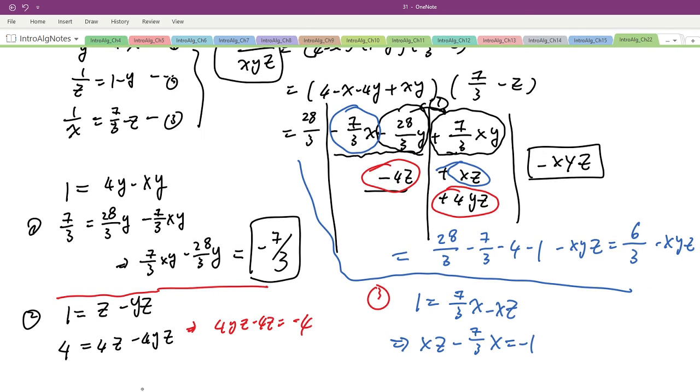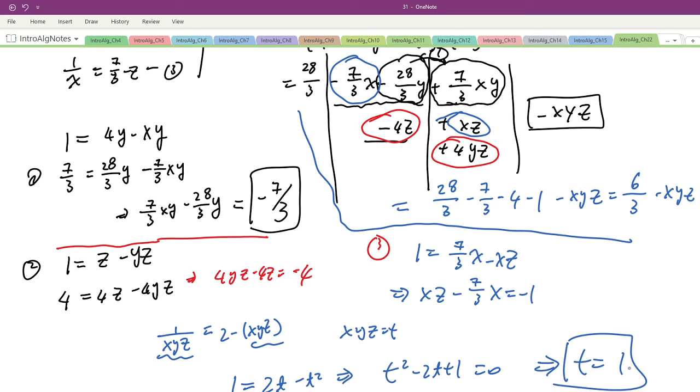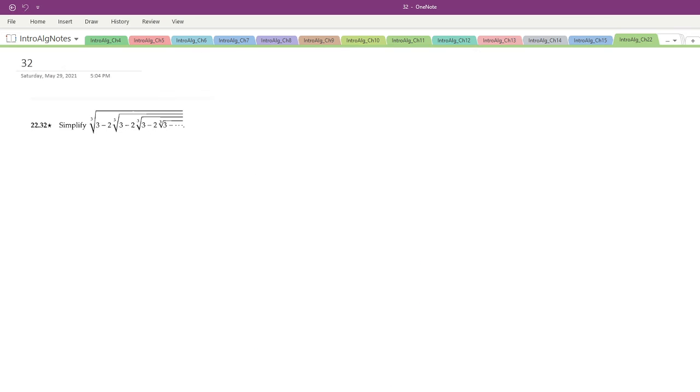Okay, now you can see we have a good quadratic equation. xyz is equal to 2 minus xyz. Now let's say xyz is t, right? Now we can have 1 is equal to 2t minus t squared. Now it's t squared minus 2t plus 1 equals 0. So we have t equals 1. Okay, so this cyclic is very special, remember, okay? Next.